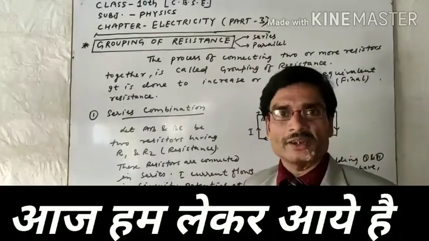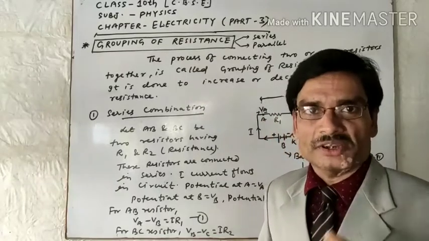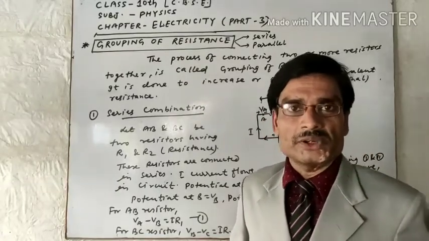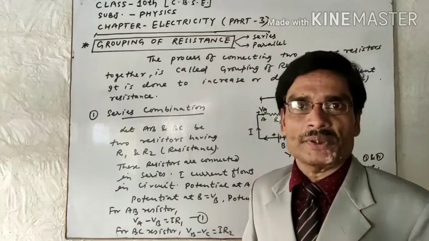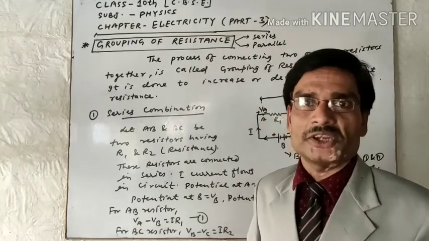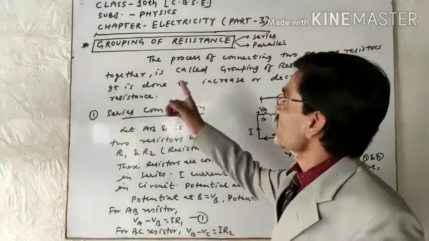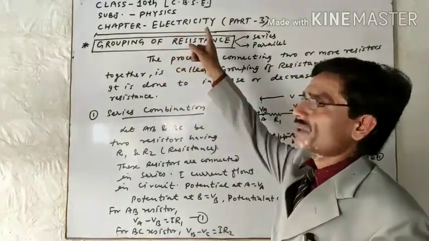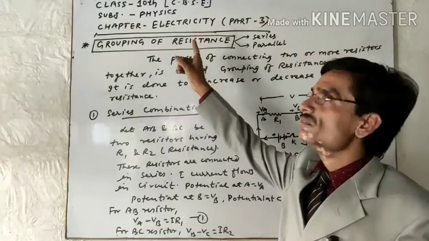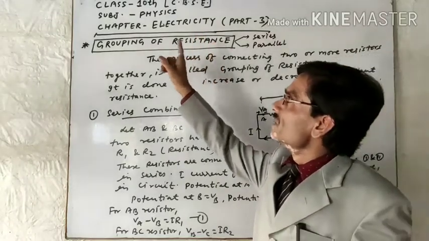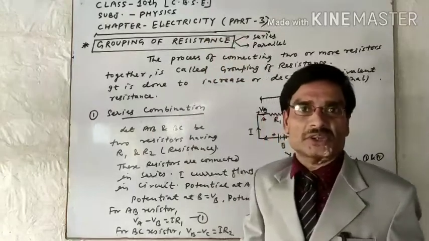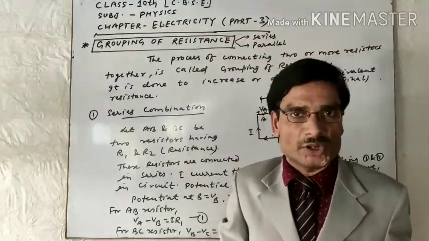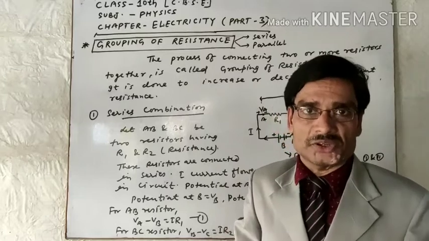आपके लिए लेकर आए हैं एक न्यू टेक्निक by which you can solve the numerical problems. This is the best topic of electricity chapter. Pay attention. This is for class 10 only, CBSE. Chapter Electricity, Part 3, I have already mentioned. Here the name of the topic is Grouping of Resistance.